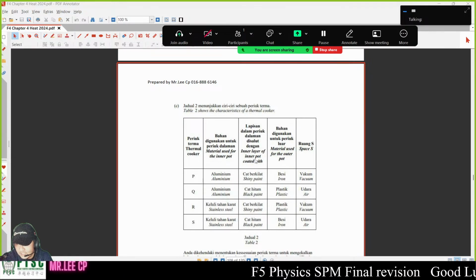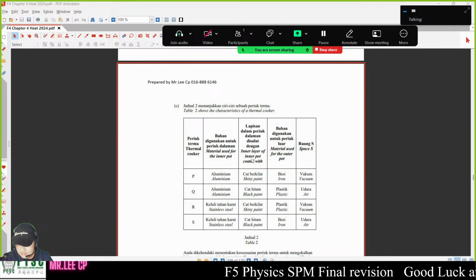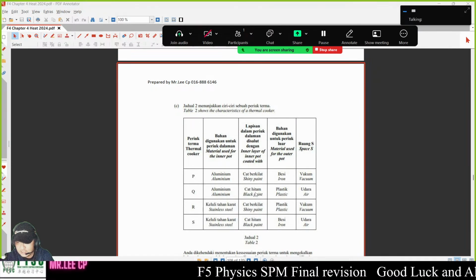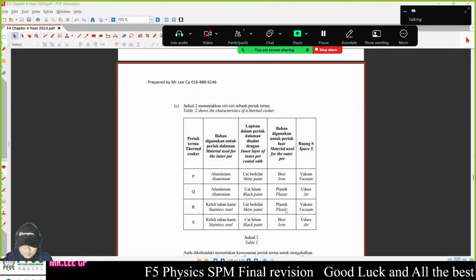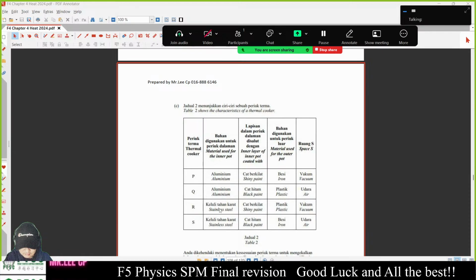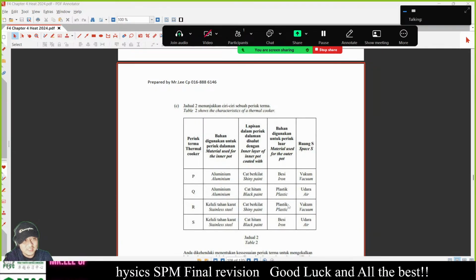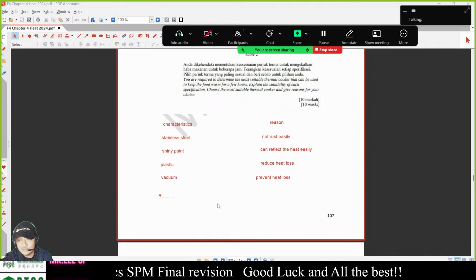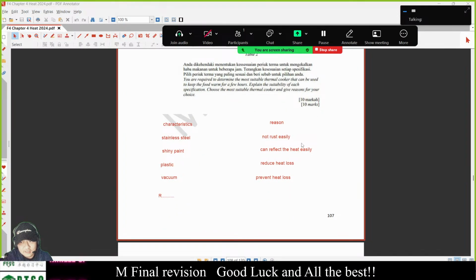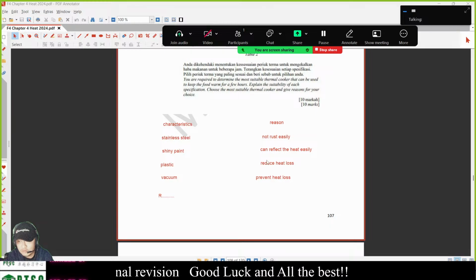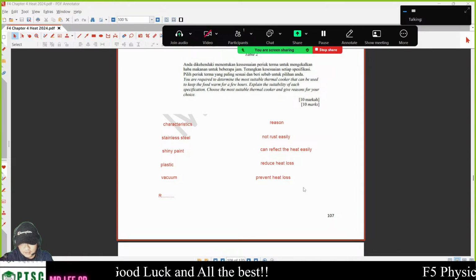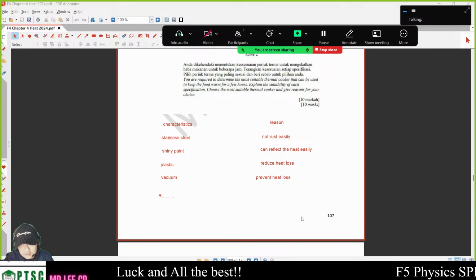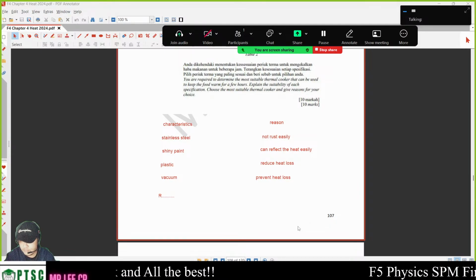Okay. The inner layer of the inner pot is coated with shiny paint, both are shiny paint. So the material for the outer pot, I am very sure it is plastic. So this one is R, right? Because my house uses one, it is plastic. So now I'm choosing R. You see, the answer is R. Okay, stainless steel, not rust. Shiny paint can reflect the heat. Plastic reduces the heat loss. Vacuum prevents heat loss. Of course, you can write full sentences. This one you write in full, and then you choose R and repeat. Is that okay?